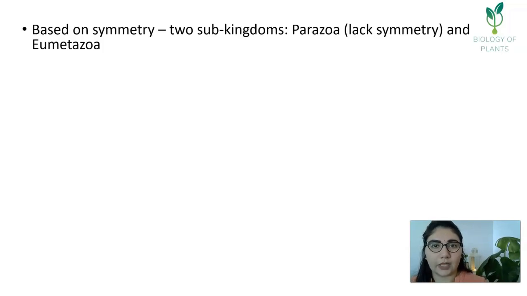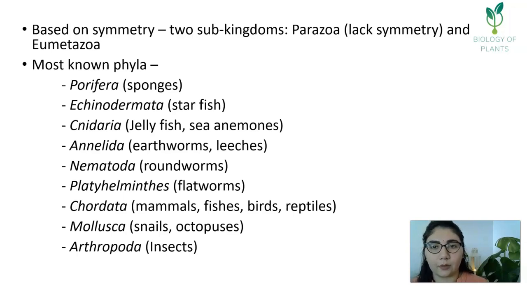Based on symmetry, there are two subkingdoms, Parazoa, which lack symmetry, and Eumetazoa, which possess bodily symmetry. Now, there are about 32 phyla within the animal kingdom, but the most common ones are discussed here. There is Porifera, which includes sponges, Echinodermata, starfishes, Cnidaria, jellyfish, sea anemones, Annelida, earthworms, leeches, Nematoda, roundworms, Platyhelminthes, flatworms, Chordata, mammals, fishes, birds, reptiles, Mollusca, snails, octopuses, and Arthropoda, insects. We as humans belong to Chordata.